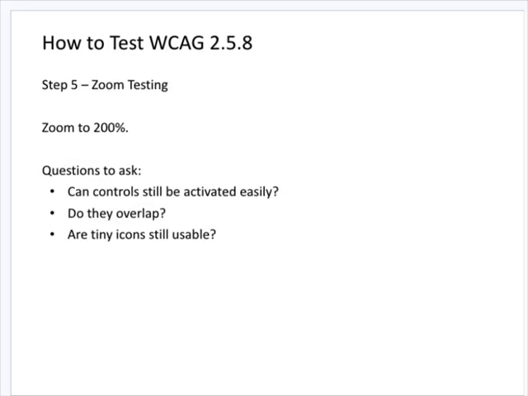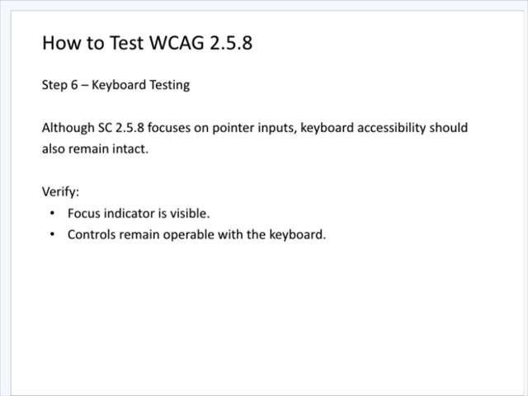Step 5. Zoom testing. Zoom your page to 200% browser zoom. Questions to ask: can controls still be activated easily? Do they overlap? Are tiny icons still usable? Step 6 is the keyboard testing. Although this success criteria focuses on pointer inputs, keyboard accessibility should also remain intact. Verify that the keyboard focus indicator is visible, and controls remain operable with the keyboard. So fixing the target size should not mess up the keyboard navigation.